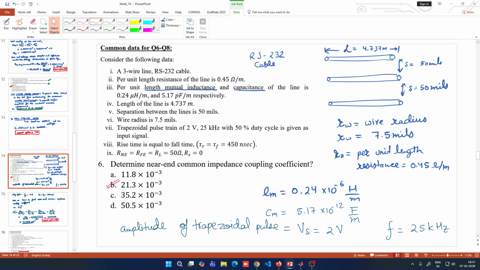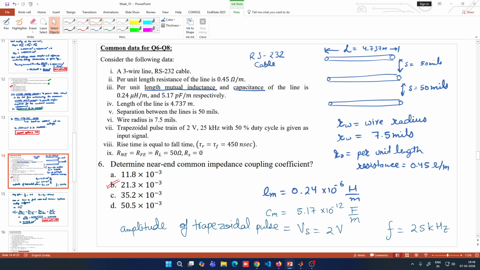So questions number 6, 7, and 8 have common data. The same RS232 cable is there, and the per unit length resistance of the line is given as 0.45 ohms per meter, and the per unit length mutual inductance and capacitance are also given, and the line length is 4.73 meters. The separation between the three cables is given, and the wire radius is given as 7.5 mils. The same trapezoidal pulse of 2 volts, 25 kilohertz with 50% duty cycle is given as the input signal, and they have the same rise time and fall time, which is 450 nanoseconds.